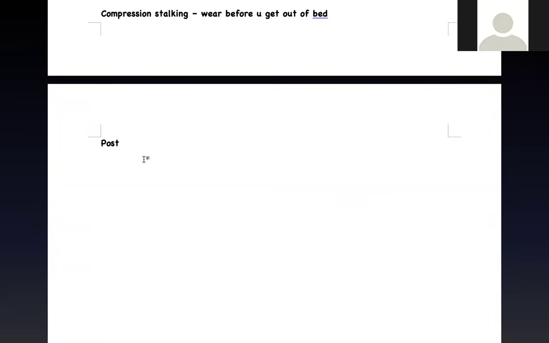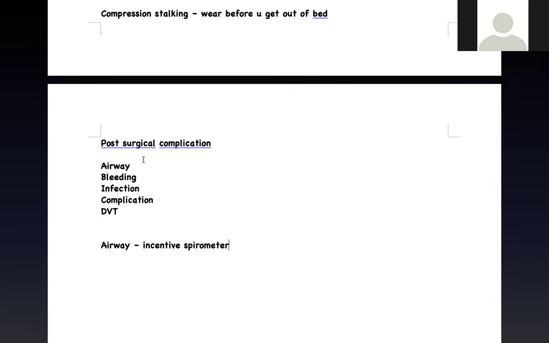Next one, post-surgical complication. Where somebody had surgery, what should you worry about? They always ask you, patient had surgery, what should you worry about? Well, there's a bunch of things you need to worry about. Airway, bleeding, infection, complication related to that specific surgery, right? You have to worry about DVT. Each of them, you got to pay attention to. For the airway, they will trap you, okay? So airway, of course, you need to provide them an incentive spirometer to use, right?